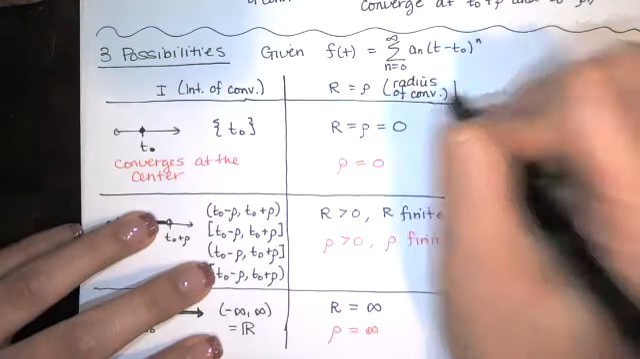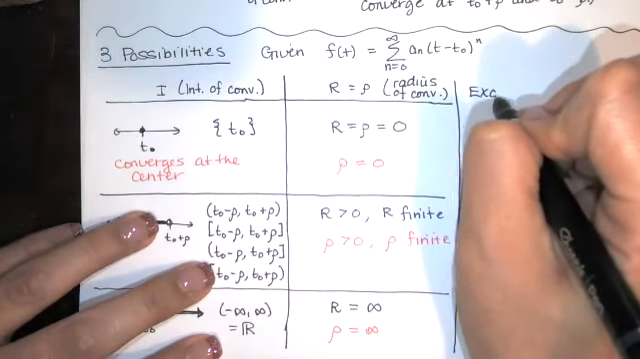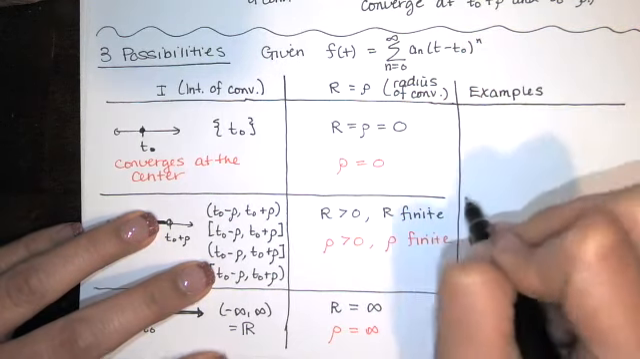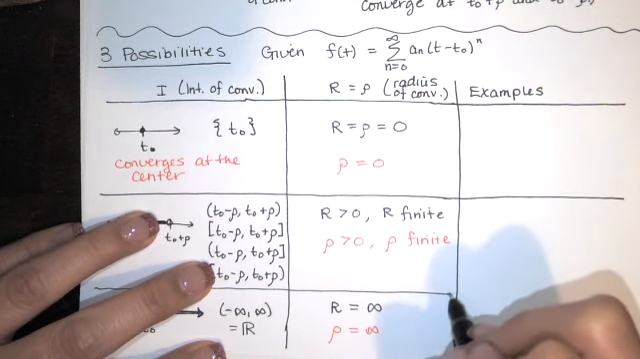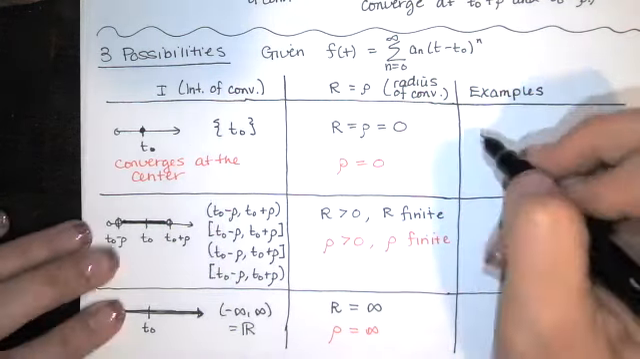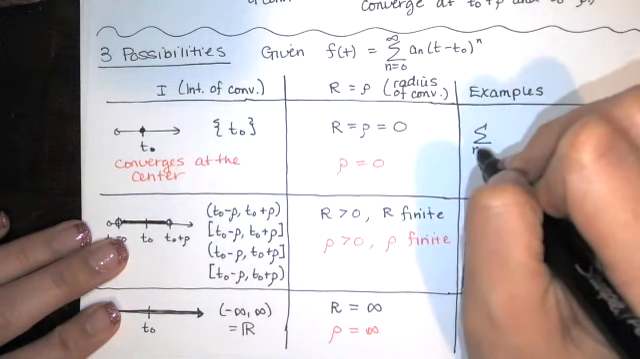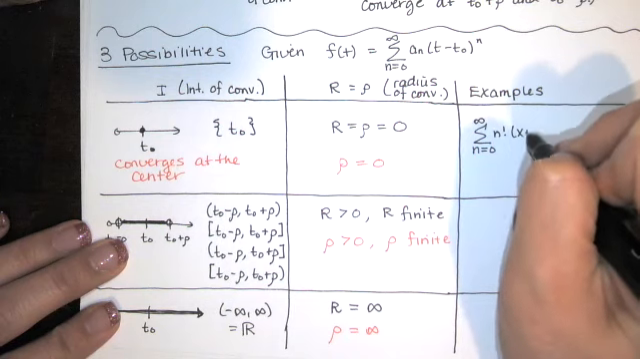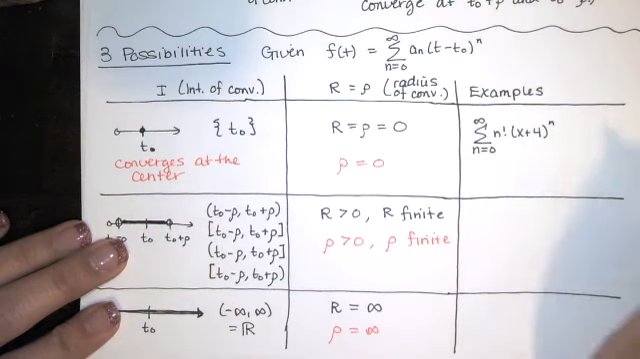I want to give you a few examples. I'm not going to go through all of these. These examples are probably better left in a Calculus 2 course. But just to remind you, here's a series that only converges at its center.